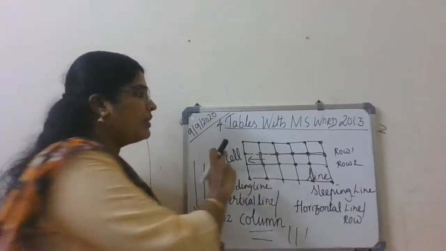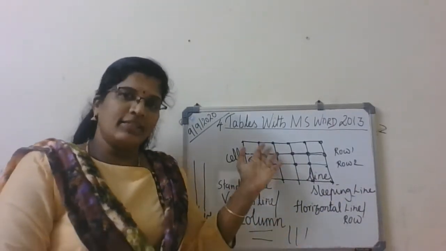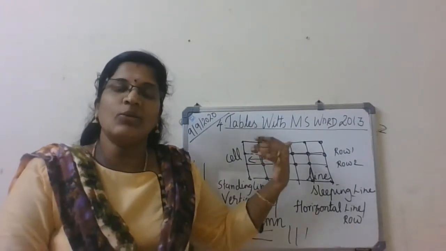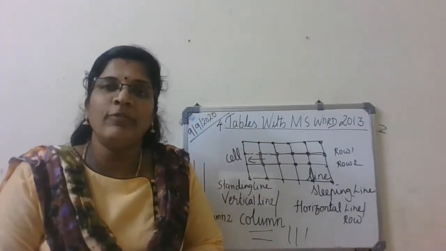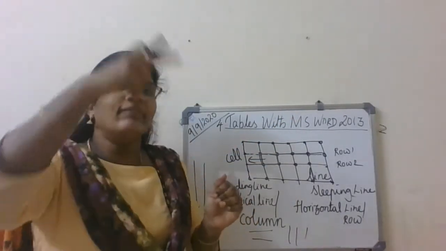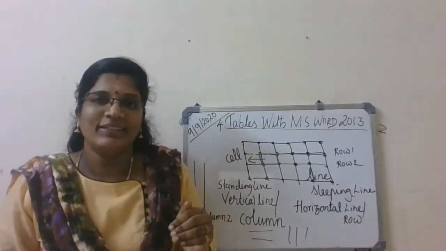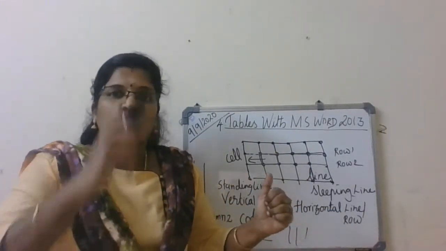Okay. So now how does this box look? What do we call it? Yes, this is called a table. Did you understand what a table is made up of? It is made up of horizontal rows and vertical columns. Got it? Horizontal rows and vertical columns.